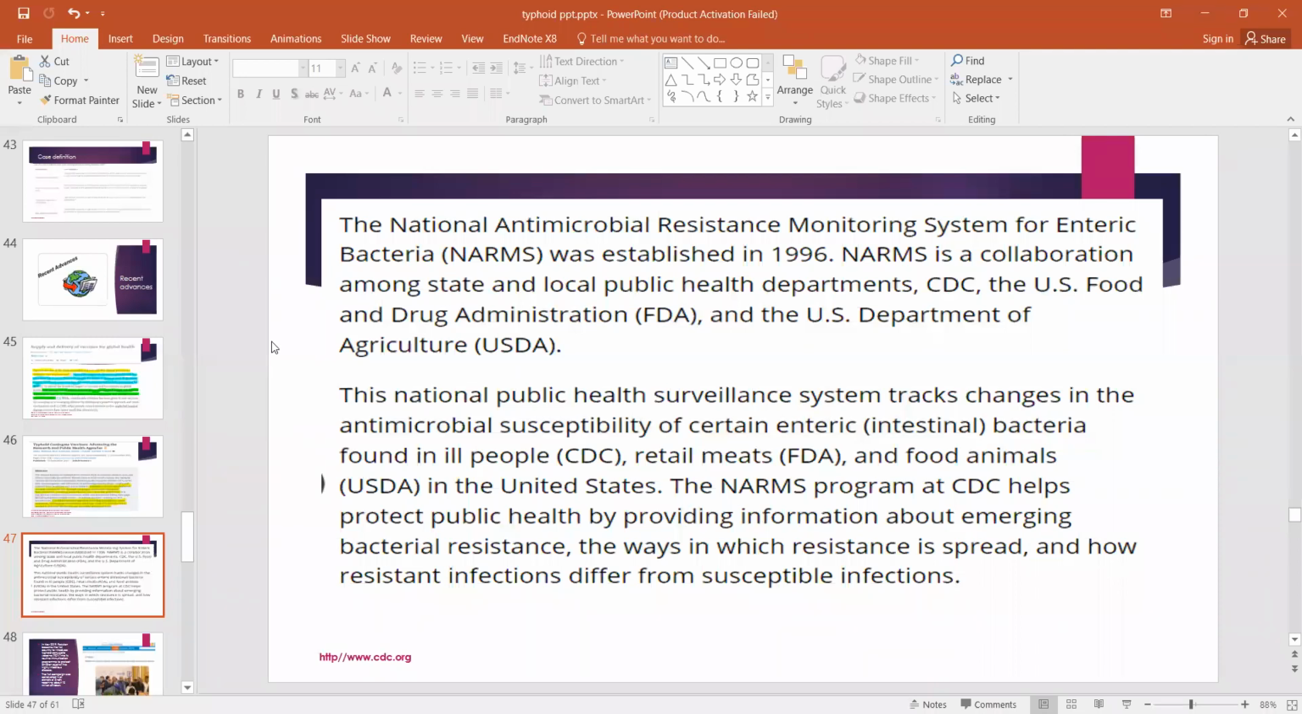This national public health surveillance system tracks changes in the antimicrobial susceptibility of certain enteric bacteria found in ill people, retail meats, and food animals in the United States. The National Antimicrobial Resistance Monitoring System program at CDC helps protect public health by providing information about emerging bacterial resistance, the way in which resistance is spread, and how resistant infections differ from susceptible infections.